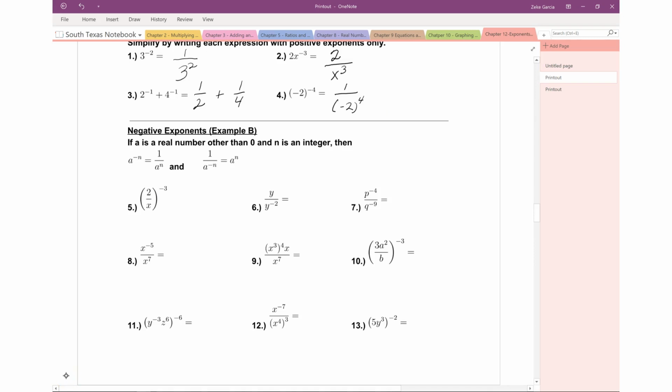In this part of the lesson, we're going to have some examples. For example, number 5, we have parentheses 2 divided by x raised to the negative 3. That negative requires us to find the reciprocal of 2 over x, which is x over 2, and it's going to be raised to the third power.